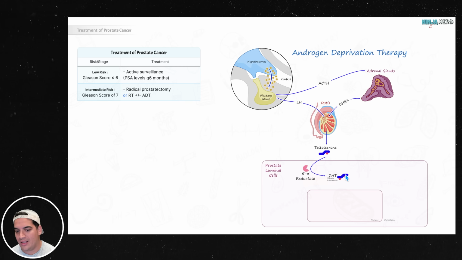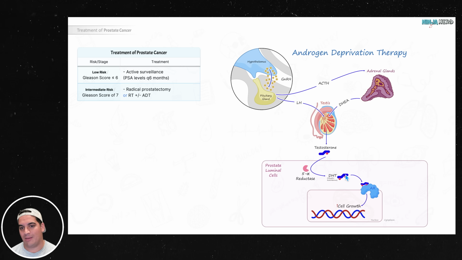Now, DHT then says, okay, you've got less of this, you've got some of this DHT. DHT is really the active testosterone molecule, because then it's going to bind onto the androgen receptor, get into the nucleus, and start causing the growth of these prostate luminal cells. I don't want that. I've got to shut this down.